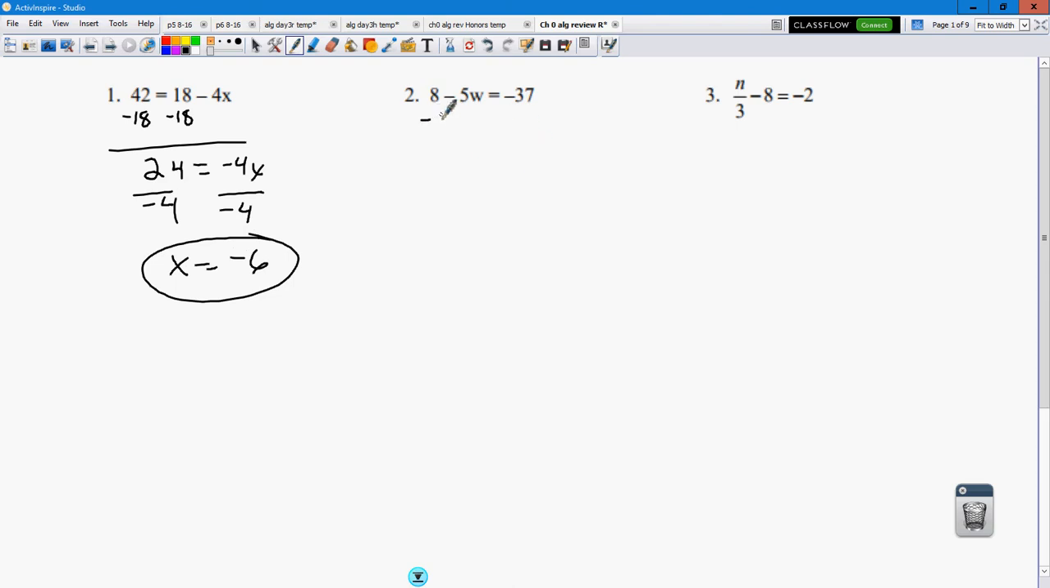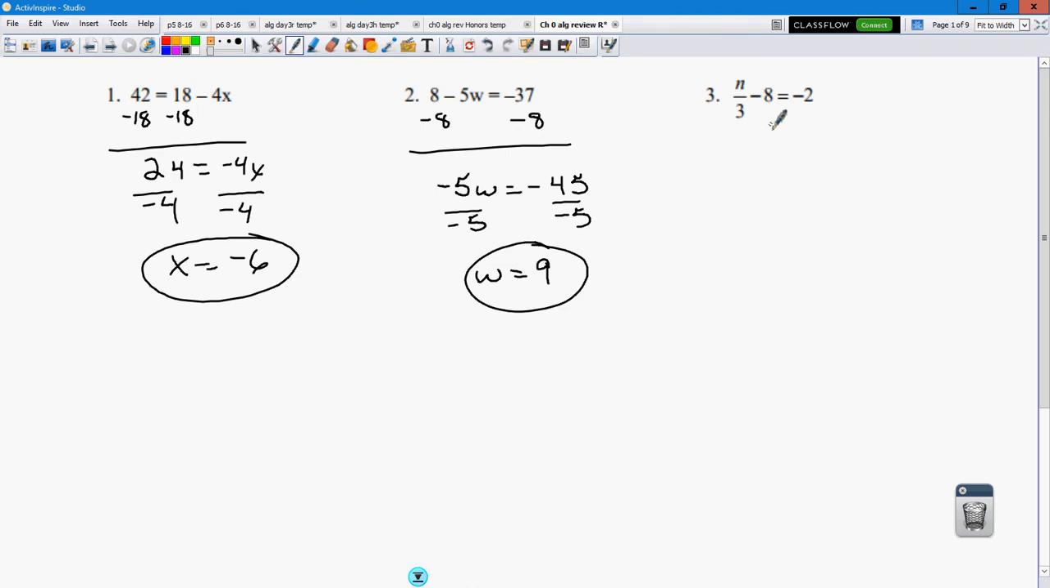If I go ahead and subtract 8 from both sides, I have a negative 5w is equal to a negative 45. When I divide by a negative 5, a negative divided by a negative is going to give me a positive 9 for an answer.